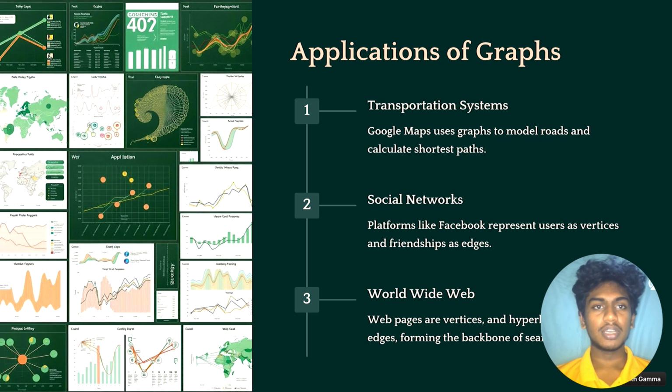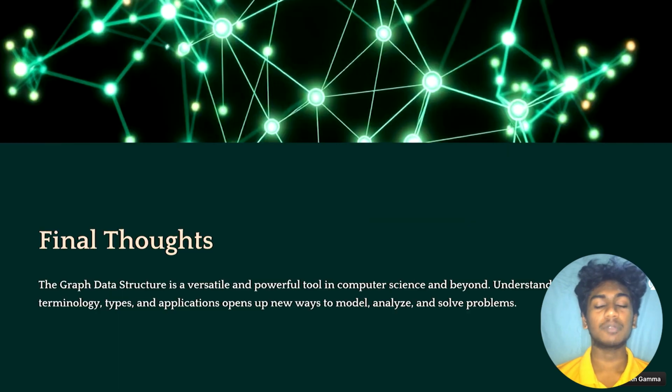Social networks: platforms like Facebook represent users as vertices and friendships as edges. World Wide Web: web pages are vertices and the hyperlinks are directed edges, forming the backbone of search algorithms like Google's PageRank. Resource allocation in operating systems: graphs detect potential deadlocks by identifying cycles in resource allocation. From computer networks to biology, graph theory is integral to solving complex problems.